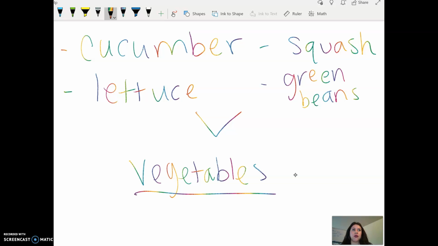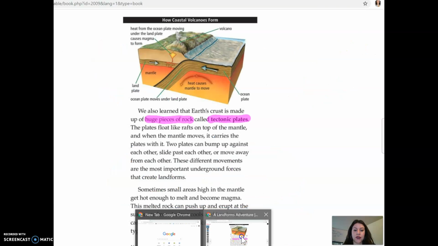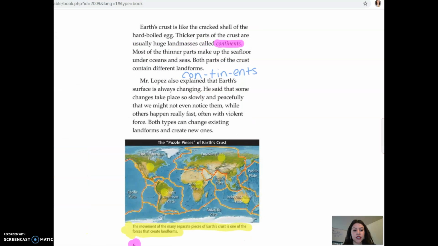But if I were to tell you that this was all about cucumber, I wouldn't be right. So your job is to be able to read your passage, to be able to find out the main idea, what it's all about. Okay, and we are actually going to practice that right now together with our first chapter.